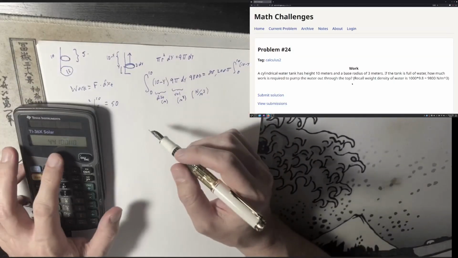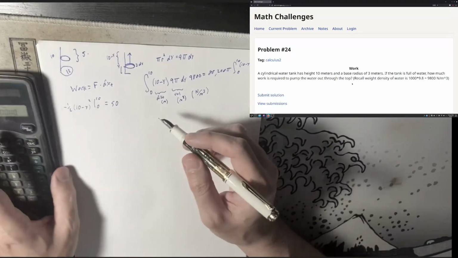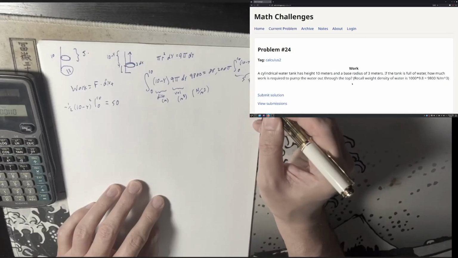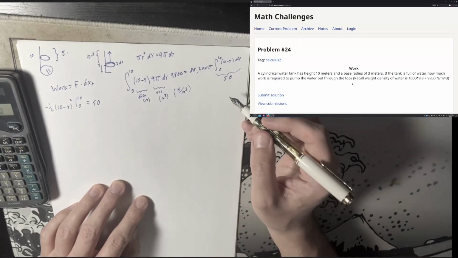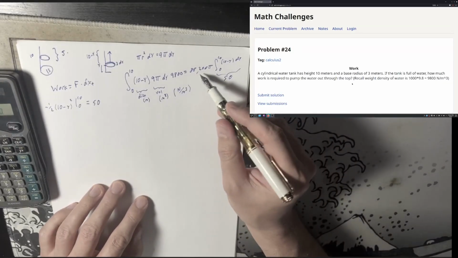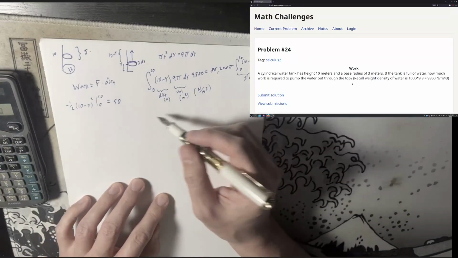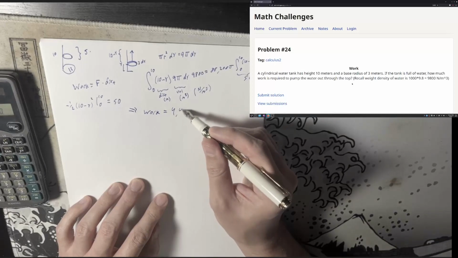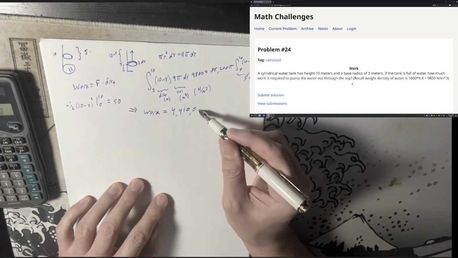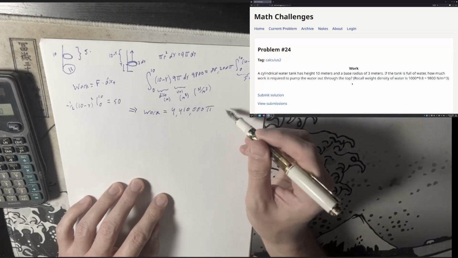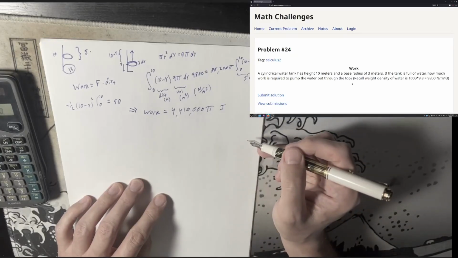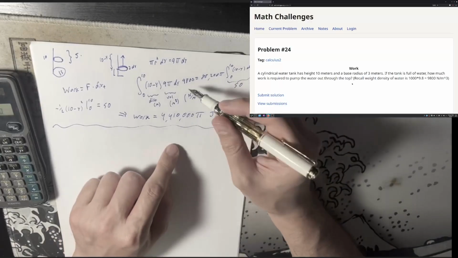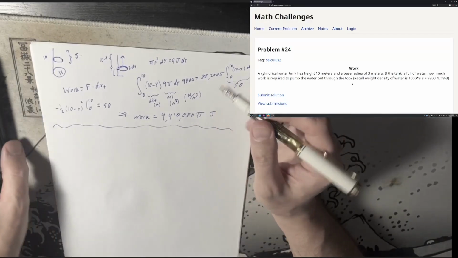is 4,410,000. So this chunk was 50 when I integrated it. 50 times 88,200 pi. So the final answer is 4,410,000 pi, and that's in joules now.